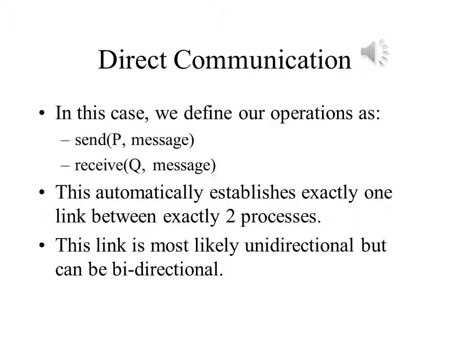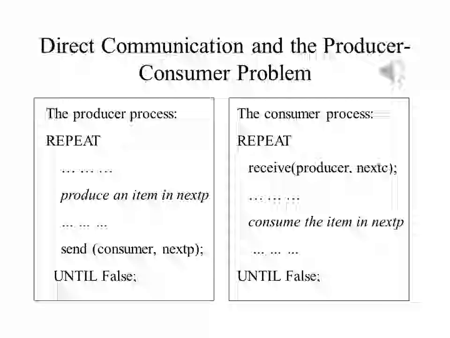By the communication paradigm's very nature, it is understood to be unidirectional, but such a link could be bidirectional as well. If we were to implement the producer-consumer problem with a direct communication system, it would look like this. It is assumed that the producer waits for an explicit acknowledgement that its message is received.